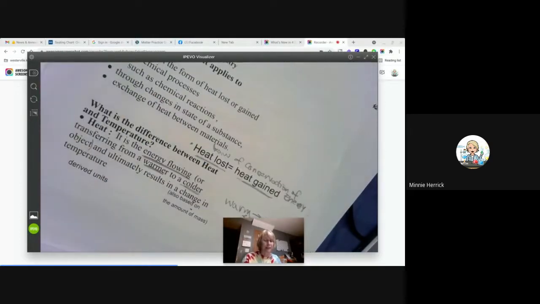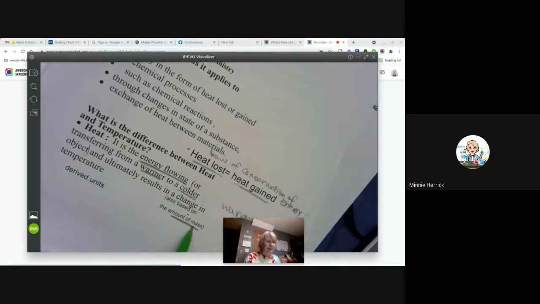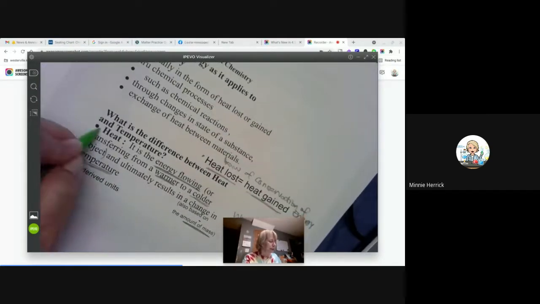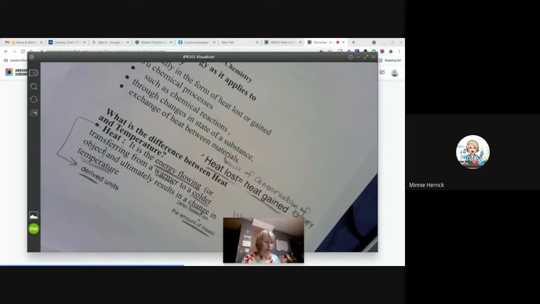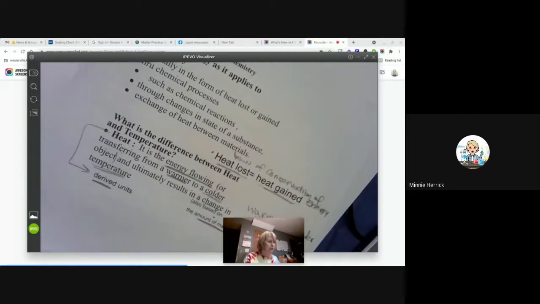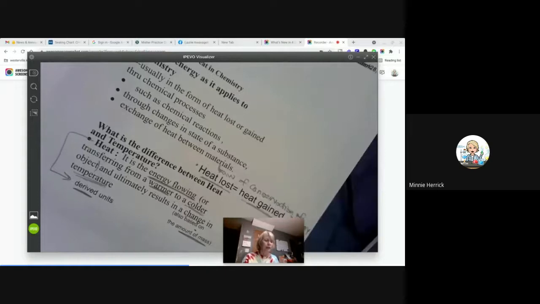Okay, now again, what is heat? It's the energy flowing from warm to cold, and usually results in a change in temperature. It's really based on the amount of mass and also the change in temperature. Heat units are considered derived because you have to calculate them, and we'll be doing a lot of that during this unit. So heat is a reflection of temperature, but it's usually a change in temperature going from warm things transferring it to cold things. Now let's actually talk about what temperature is. Like we said, it was a reflection of your kinetic energy. So let's look at temperature next.